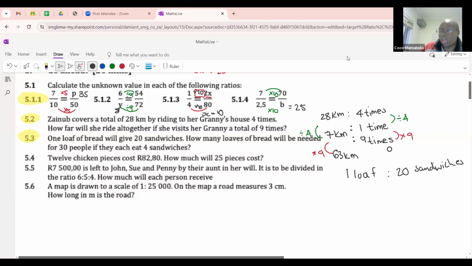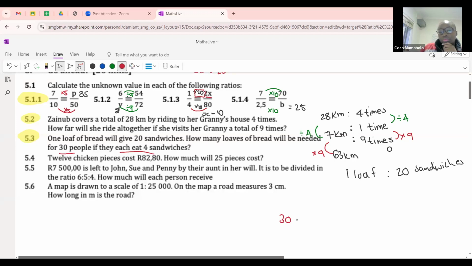Yes, ma'am. Okay, I think you lost me somewhere in your calculations, and I'm trying to keep up with you, but I feel like I got lost somewhere. Let me see if I'm understanding. It says here, if 1 loaf of bread will give us 20 sandwiches, how many loaves of bread will be needed for 30 people if they each eat 4 sandwiches? Maybe let's start with this part of the question: the 30 people who each eat 4 sandwiches. If I have 30 people and each of them eats 4 sandwiches, how many sandwiches do I have altogether?